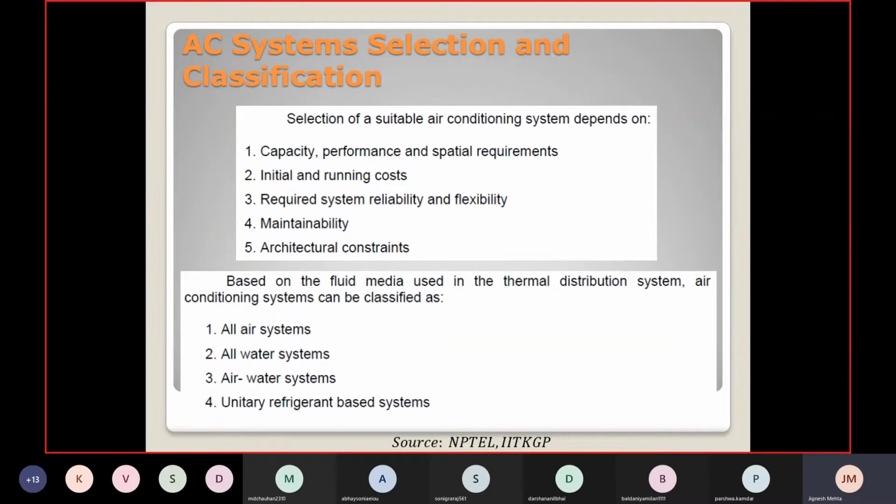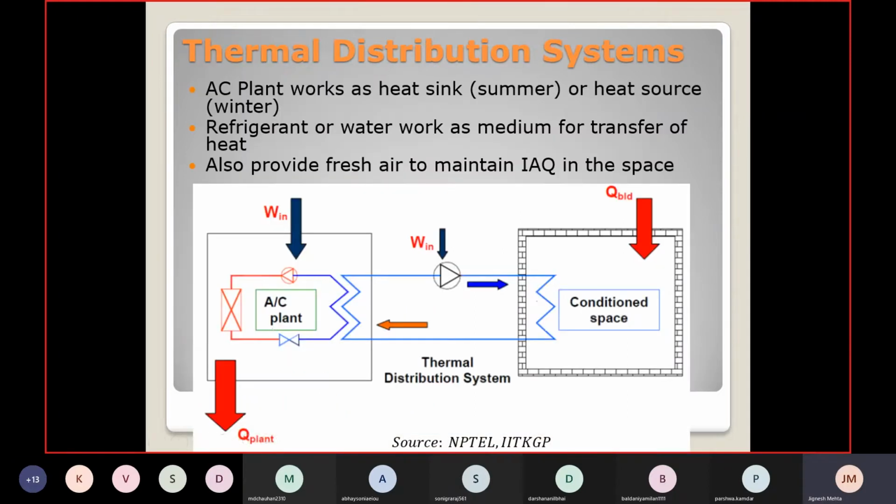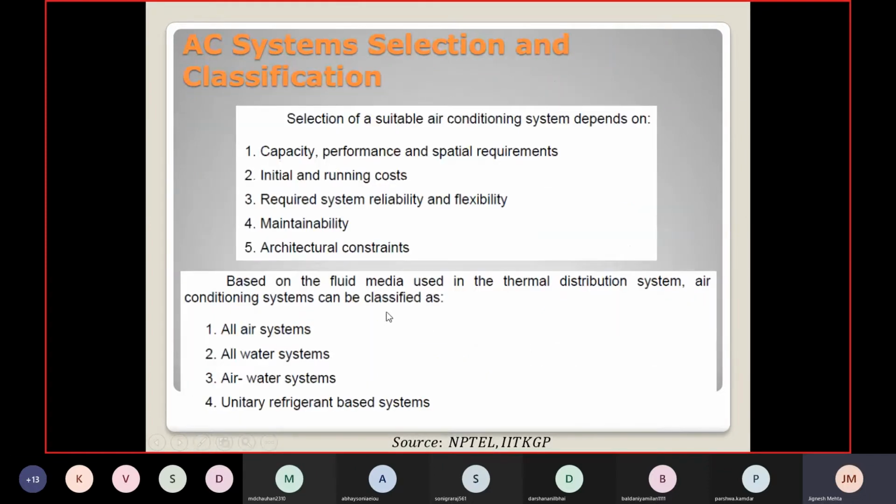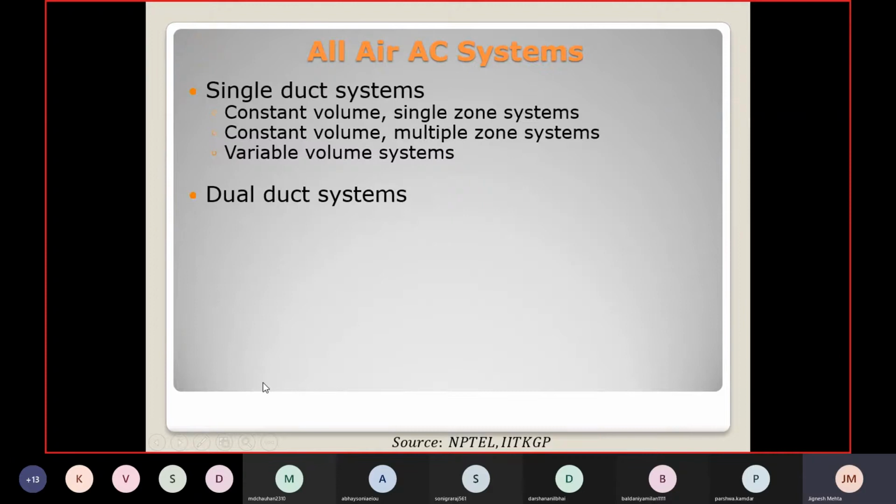Then, based on the fluid media used in the thermal distribution system, air conditioning systems can be classified as one, all air systems, two, all water systems, and three, air water systems. So the media for heat transfer. In the previous slide, I said that this media can be water or air or refrigerant. Here I have written refrigerant or water, but it's also air which can work as a medium. If only air is used, then it is all air. If only water is used, it is all water. And if it's a combination of air and water, then it is an air water system.